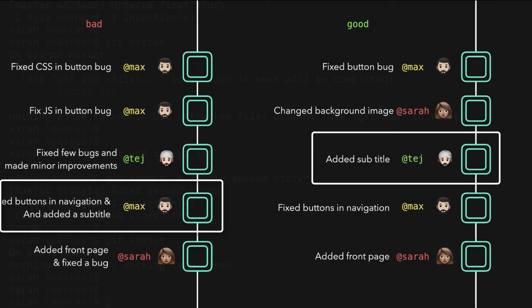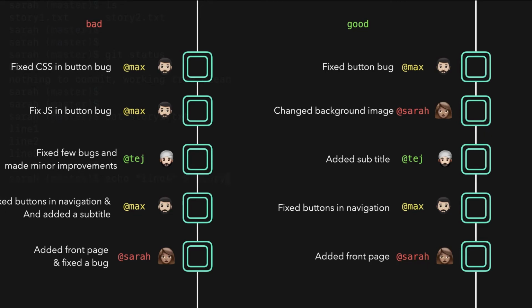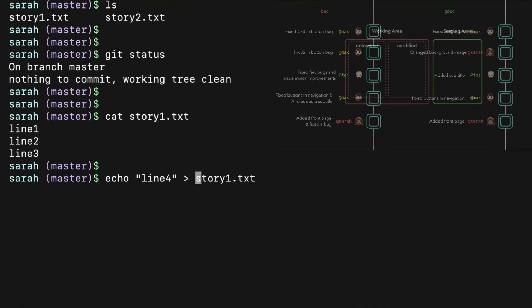However, in the other example, if we tried to revert the commit that added the subtitle, we would also be reverting the fixes applied on the button in the navigation bar. But we do not want to revert those changes. We only want to revert the change on the subtitle. So it's always recommended to keep your commits atomic and name your commits with a message that tells exactly what that commit does.